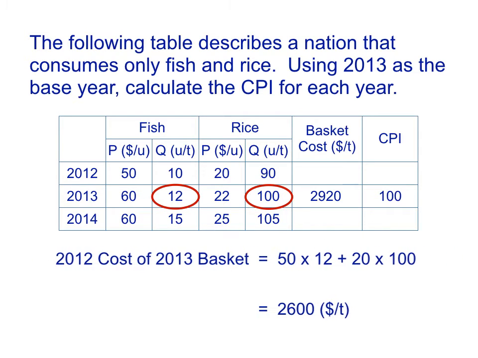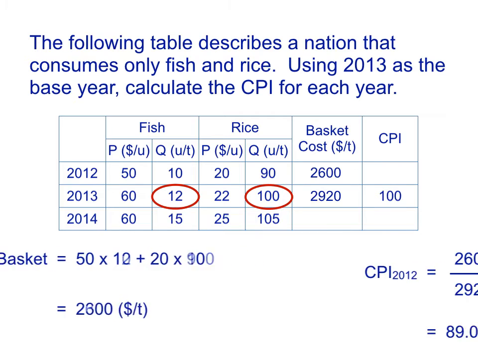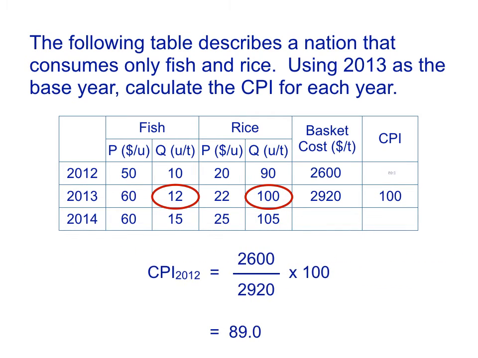Moving to 2012, I am just simply going to use my prices in 2012 and multiply them by my quantities in the basket of 2013. So 50 times 12 multiplied by 20 times 100, giving me 2,600. And if I use these values in my CPI, I end up with a value of 89. So why don't you take a quick moment and calculate your 2014 CPI.